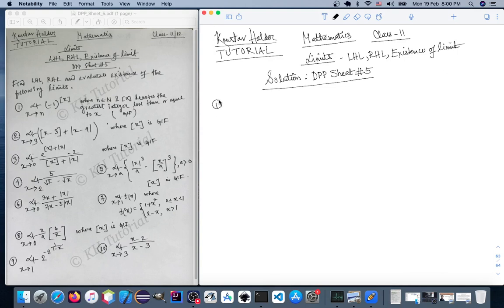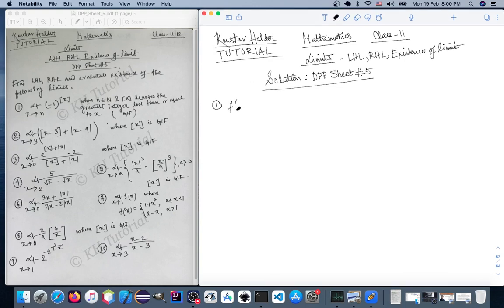The first problem says, these are limits and we have to find the LHL, RHL and check the existence of the limit at the given point. So the first problem is, the given function f(x) is -1 to the power greatest integer function of x, GIF. This is the GIF function, and we have to check the limit of f(x) as x tends to n, where n is a natural number.